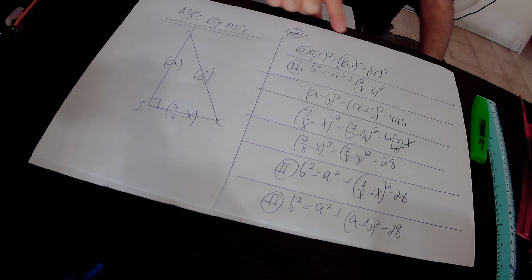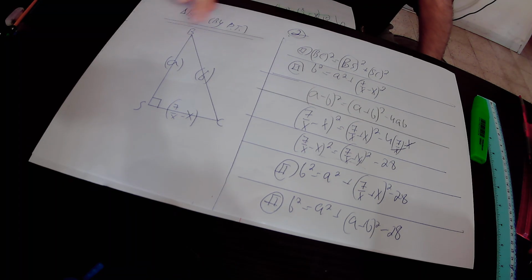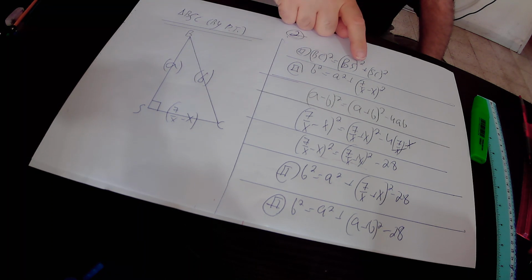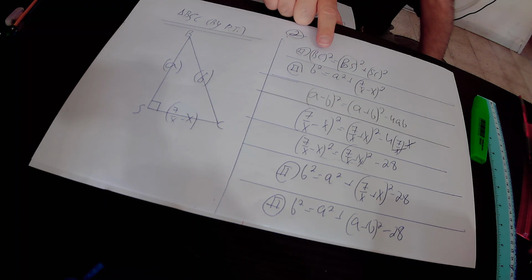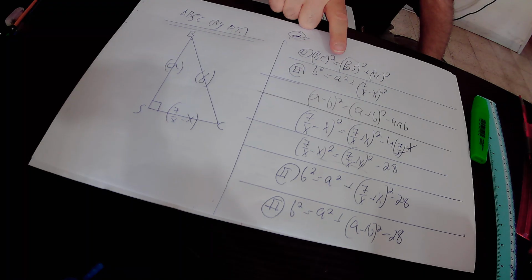plus SC square. BC is B, therefore BC square is B square, and it is equal to BS square. BS is A, therefore BS square is A square, plus SC square. SC is 7 over x minus x, therefore SC square is (7 over x minus x) square. So here, according to equation 2, we actually found out that B square equals A square plus (7 over x minus x) square.